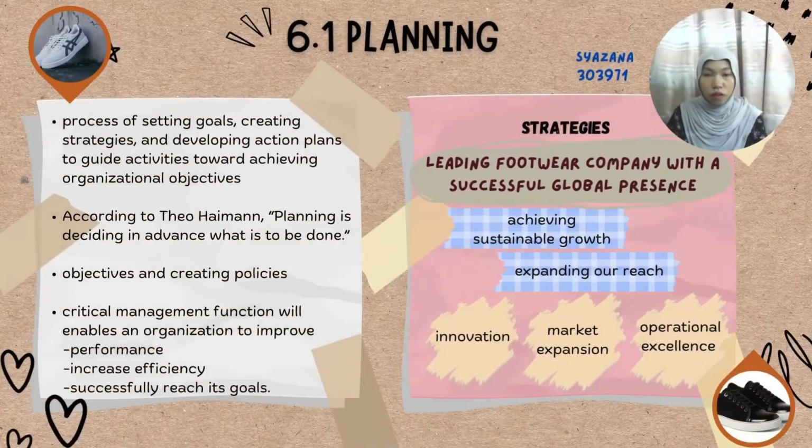So now, I will talk about 6.1, which is planning. Planning is the process of setting goals, creating strategies, and developing action plans to guide activities toward achieving organizational objectives. According to Theo Hyman, planning is deciding in advance what is to be done, which means managers involve projecting a course of action to ensure a coordinated structure of operations aimed at desired results.